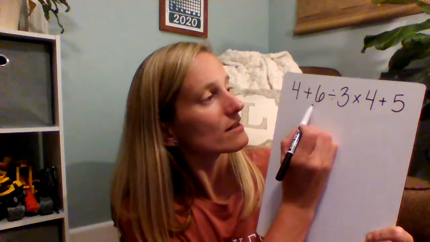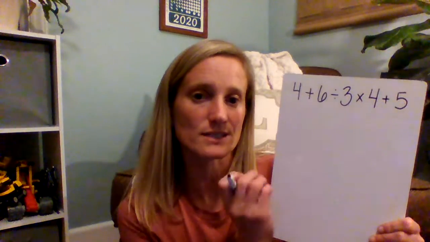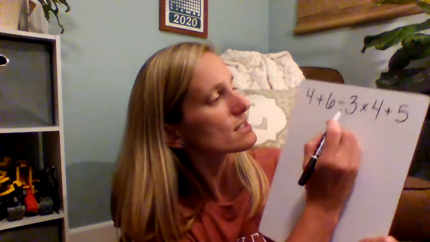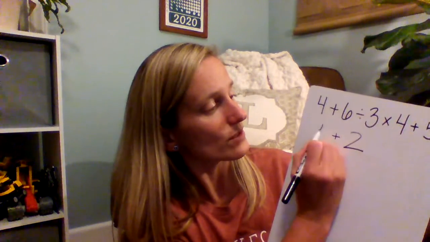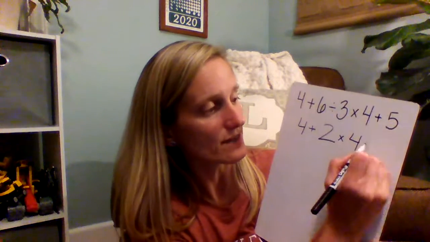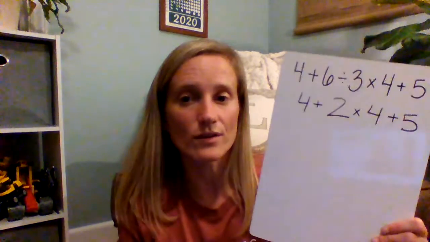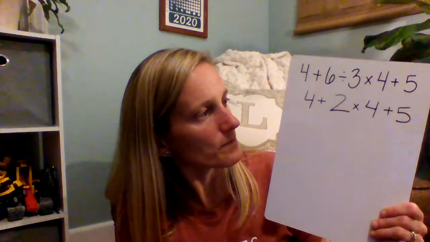So I start on the left and I do whichever one I come to first between multiplication and division. So in this problem, I actually come to division first. So that's going to be the first thing I do. 6 divided by 3 is 2. I haven't done anything with the 4, and I haven't done anything with the 5. So all of those numbers stay in there with the same operations in front of them.